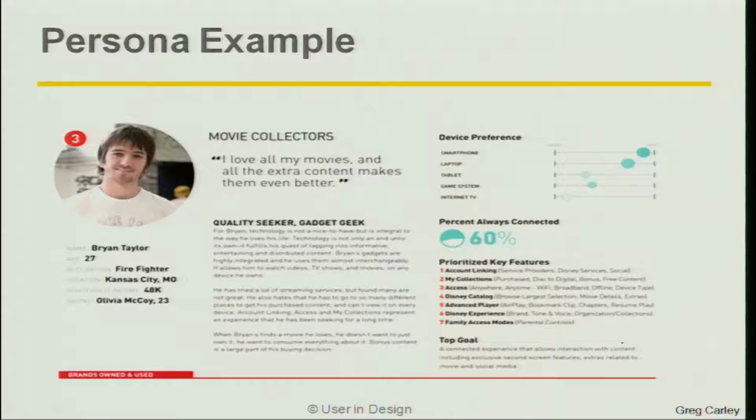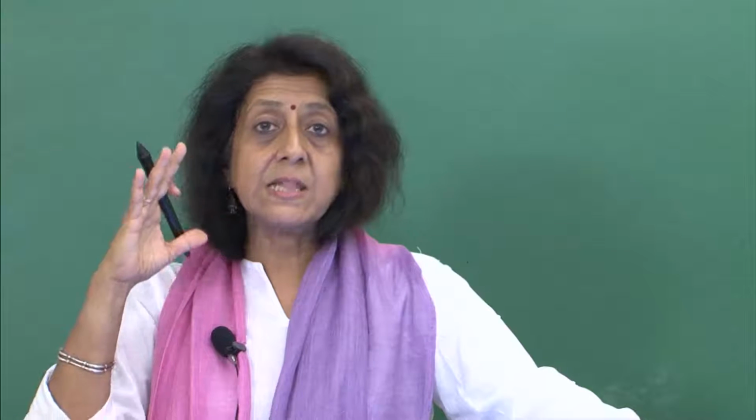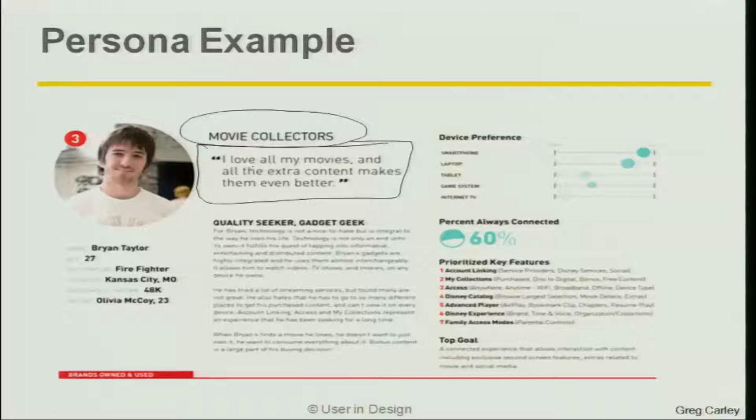Okay. So this is a person, Brian. It gives details of where he lives, what he does, etc. Now, what type is he? He is a movie collector, very interested in movies. And this is one of the most important things you need to create when you create a persona. If this person were to say the top of mind thought that's in their head, what would that be? So he's saying, I love all my movies and all the extra content makes them even better. So it's not just movies, he's really into all the other stuff, maybe the songs, maybe some merchandise, all of those things. So he's a quality seeker, he's a gadget geek, right?